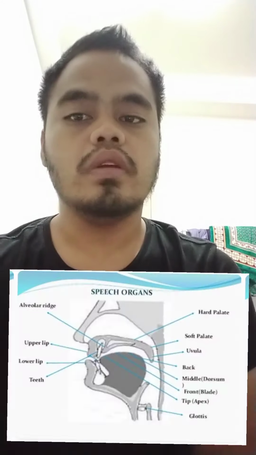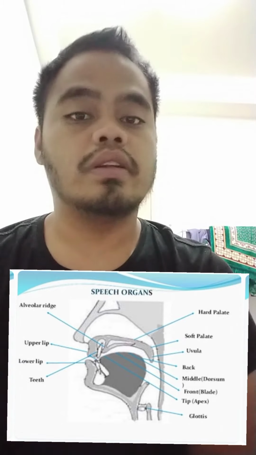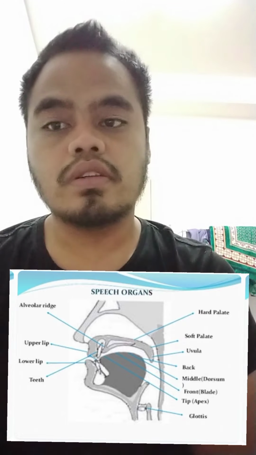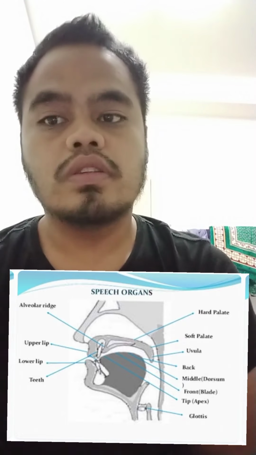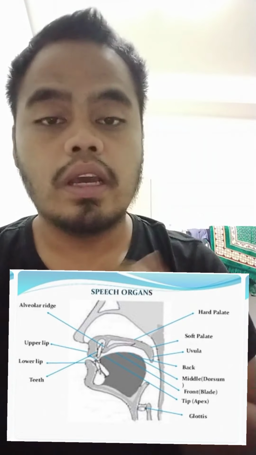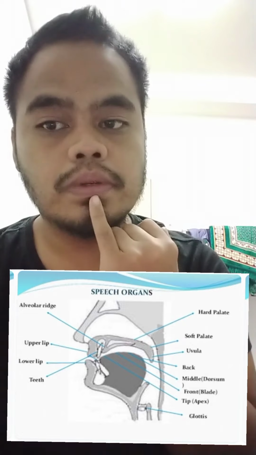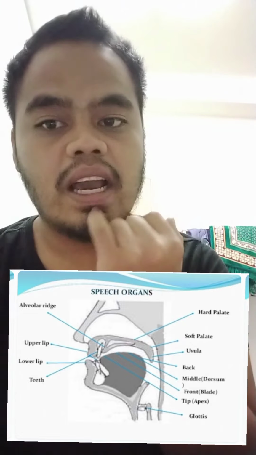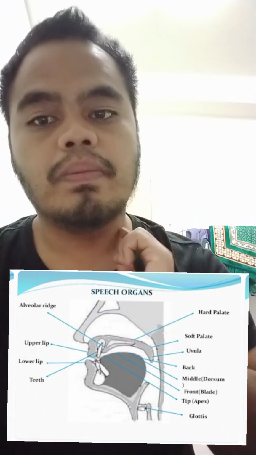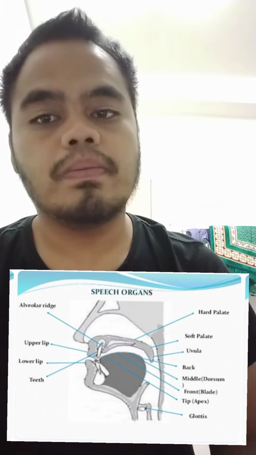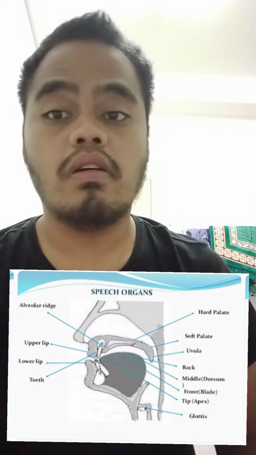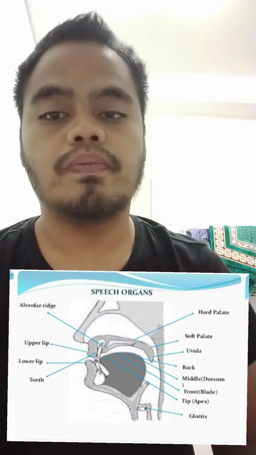So, these are the speech organs in ourselves. The speech organs consist of the alveolar ridge, which is here inside our mouth, our upper lip, our lower lip, our teeth, our tongue, and the uvula inside here, the back of the tongue, and the tip, and also the hard palate, which is here. That is the set of organs that is responsible for our speech.